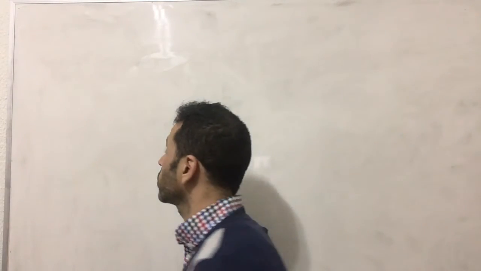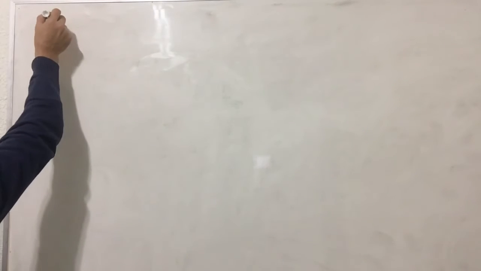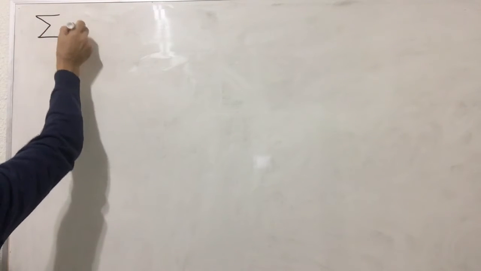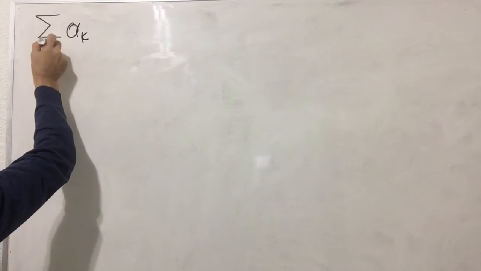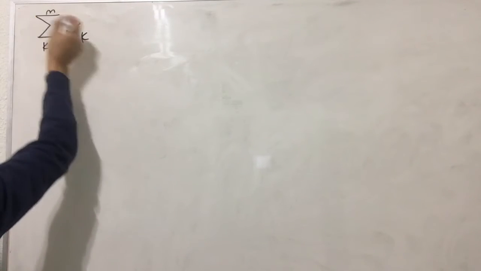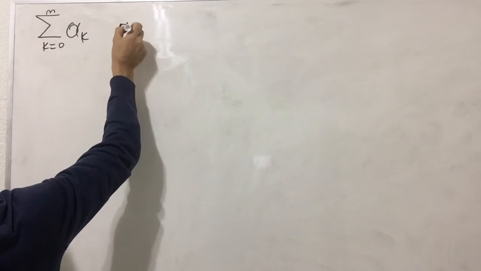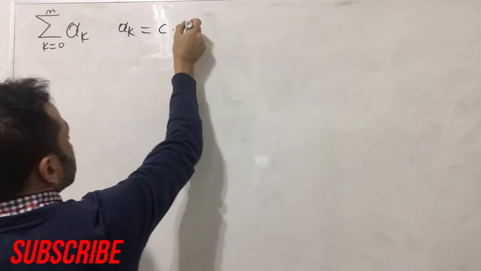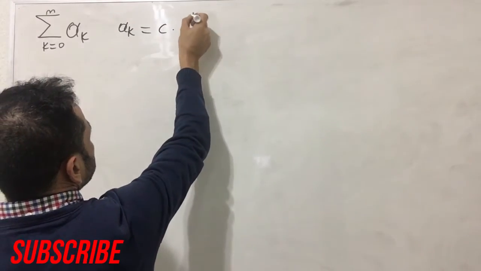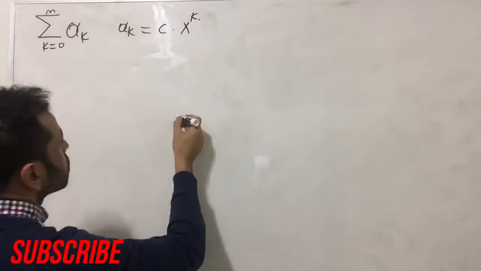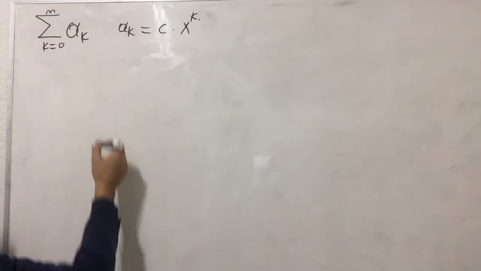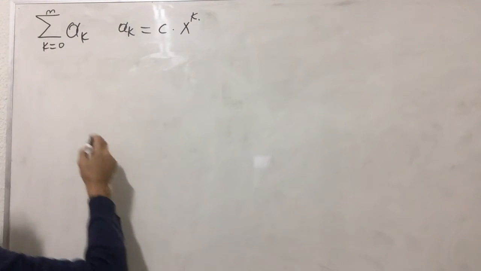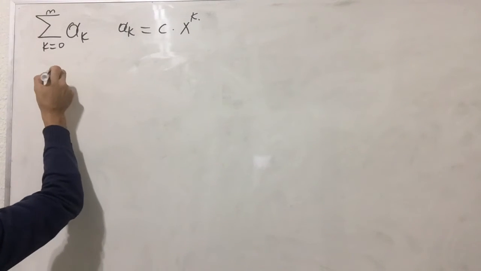In today's video, I'm going to give a nice proof for the geometric series as a convergent series. So let's set the sum of a sub k as k goes from 0 to n, with a sub k equal to c multiplied by x to the k, where c is a constant, with non-zero terms.